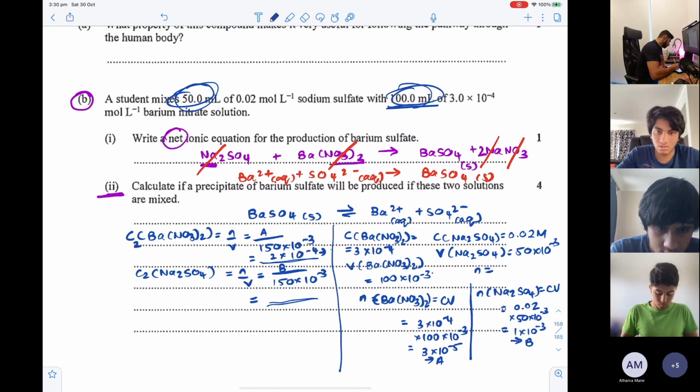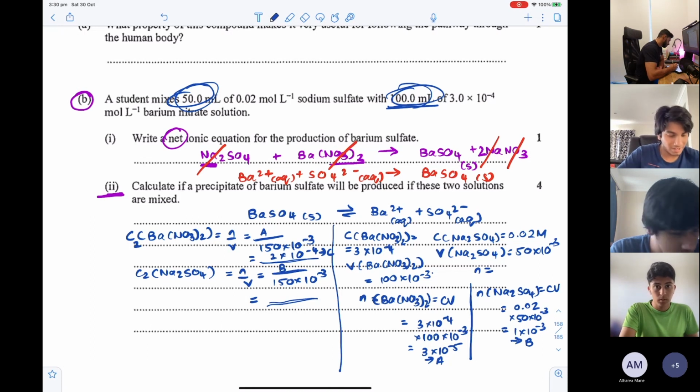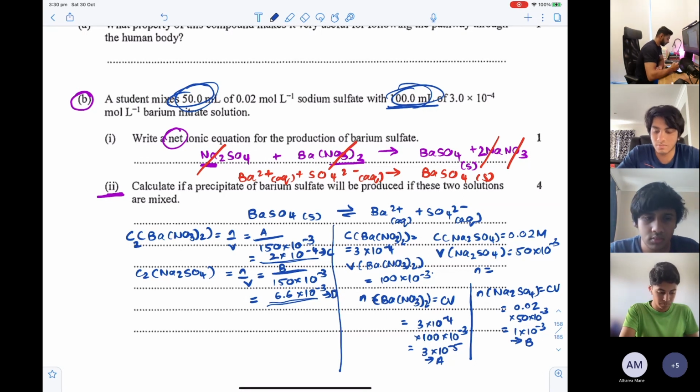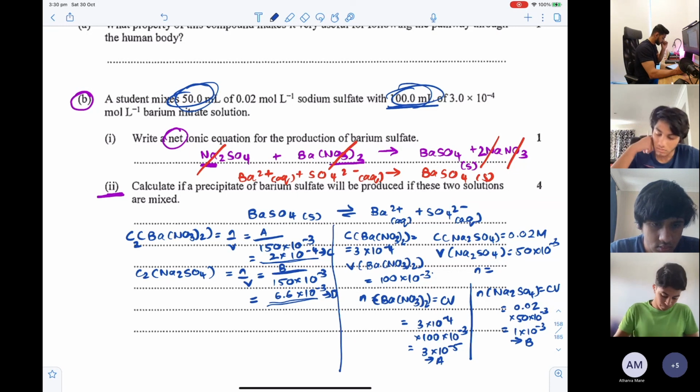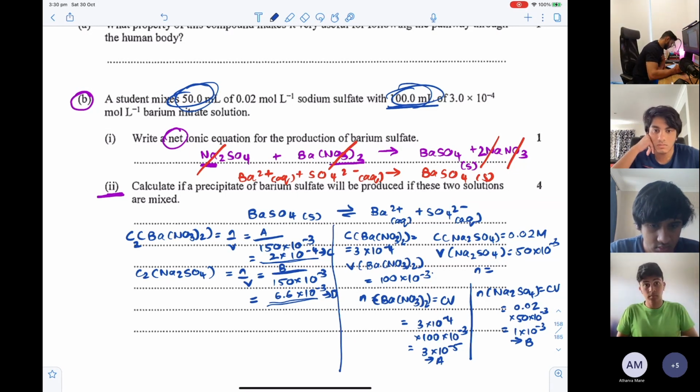We'll store that as C. And what was your concentration for sodium sulfate? Okay, I did a fraction, so 6.67 times 10 to the power negative 3. Okay, did everyone get the same answers? Yeah. Okay, very good. It's good to see everyone's calculator working is accurate, which is very important.